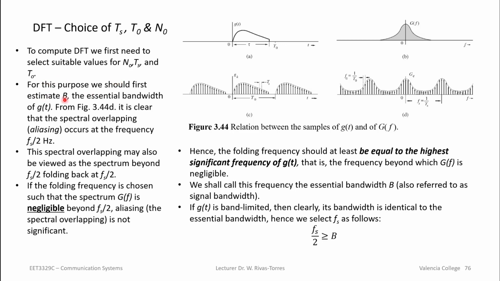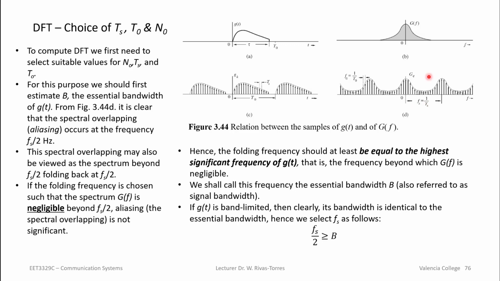Well, we first start with an estimate of B. Remember, B is that essential bandwidth that we were talking about a little while ago. The essential bandwidth comes straight from our original signal. When we do the DFT, what ends up happening in the frequency domain is that the spectra repeat every certain amount. What is that amount? The sampling frequency, which is 1 over Ts.